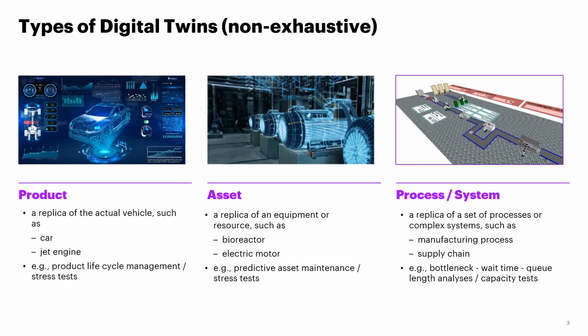And they are also very, very good for aftermarket maintenance planning as well. And the second type, the asset type of digital twins, are a replica of an equipment or process or a resource. And this can be a bioreactor in pharmaceuticals or an electric motor. And one example over here is predictive asset maintenance, for example.